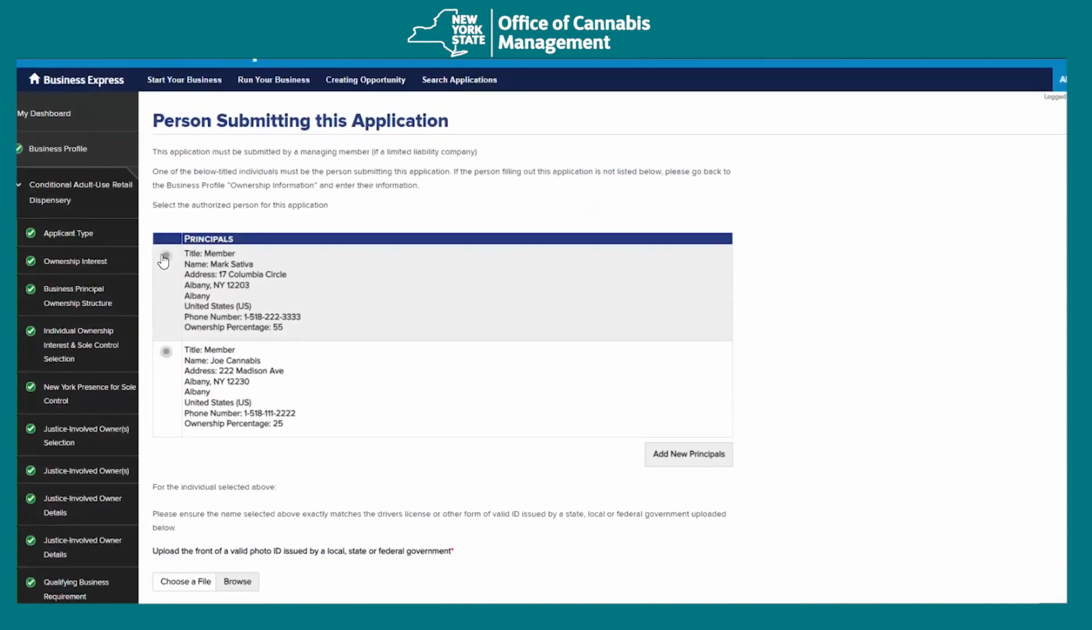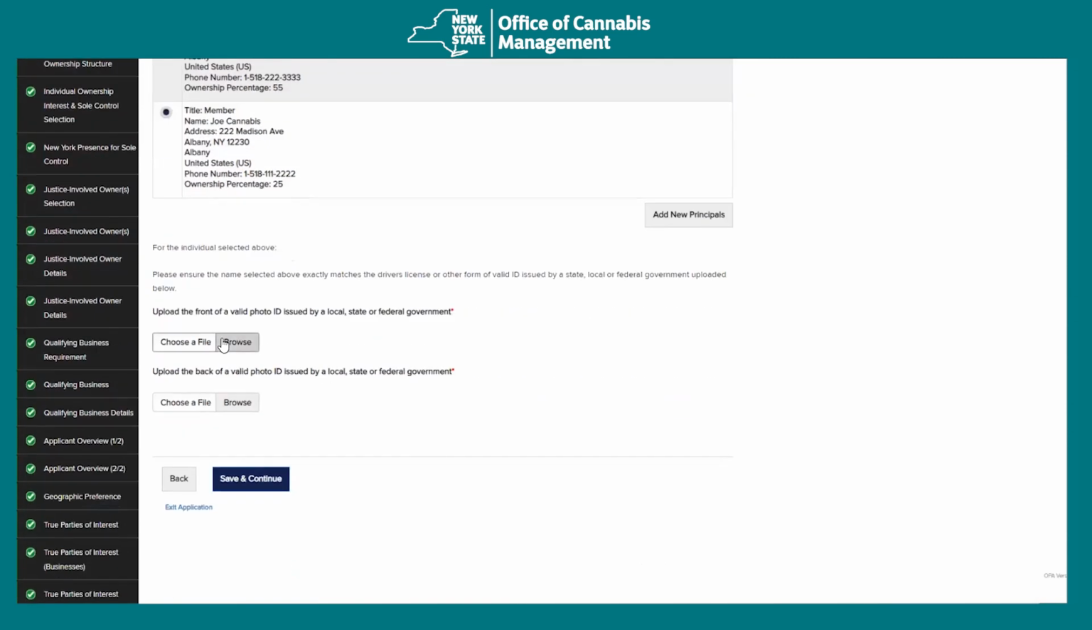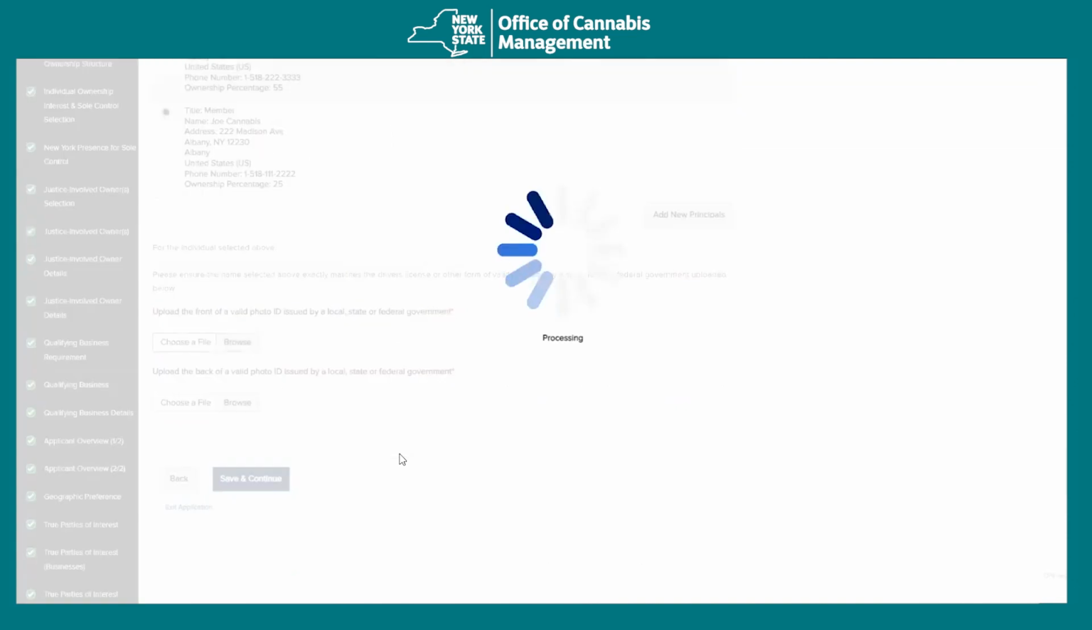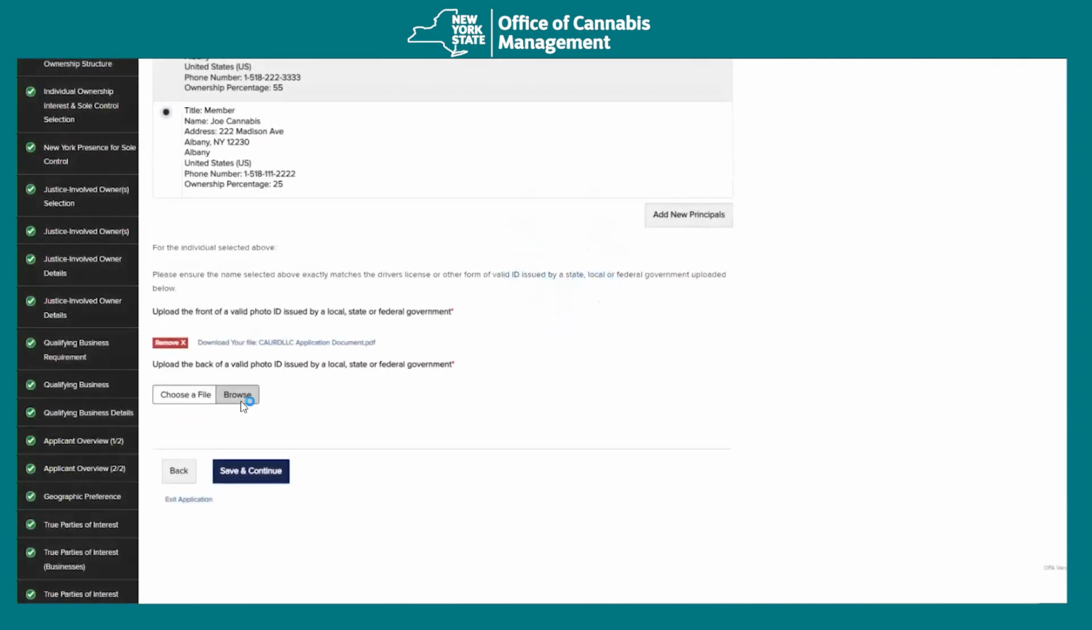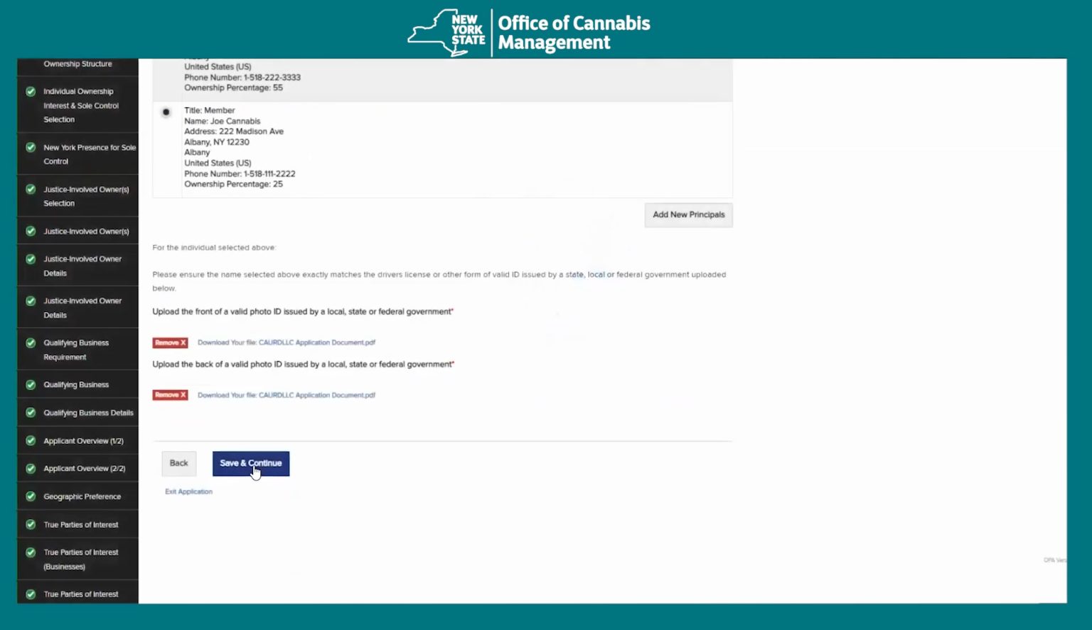And the person submitting the application. I'll select Joe Cannabis. And then for this person, we need to upload the front of a valid photo ID and the back. Again, please make sure this document is clear and legible.